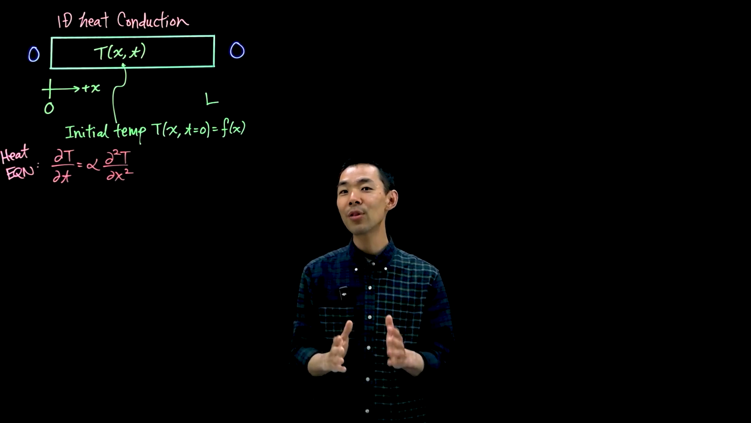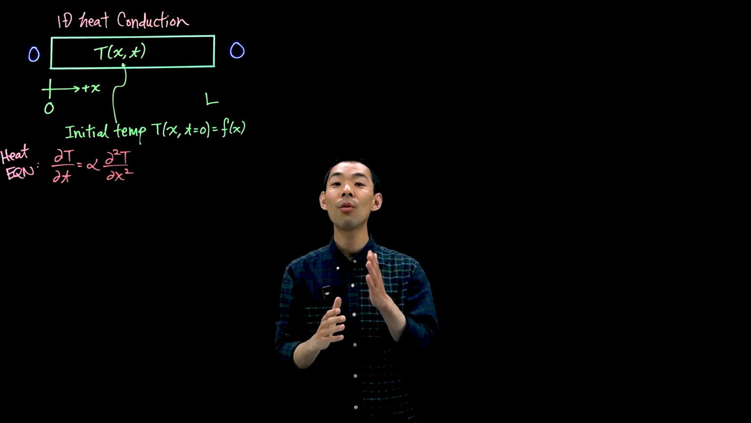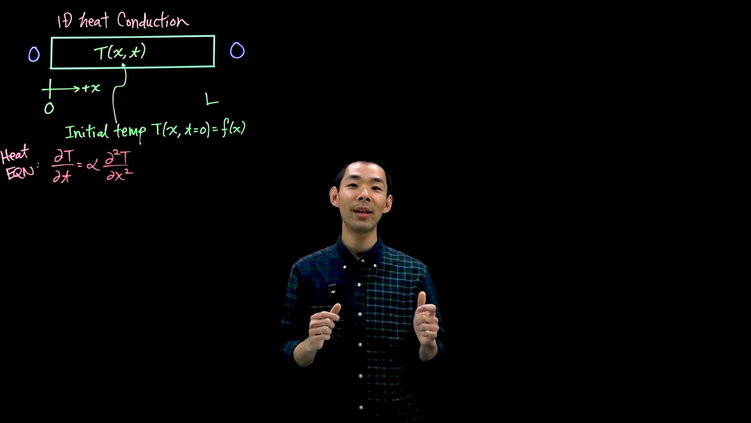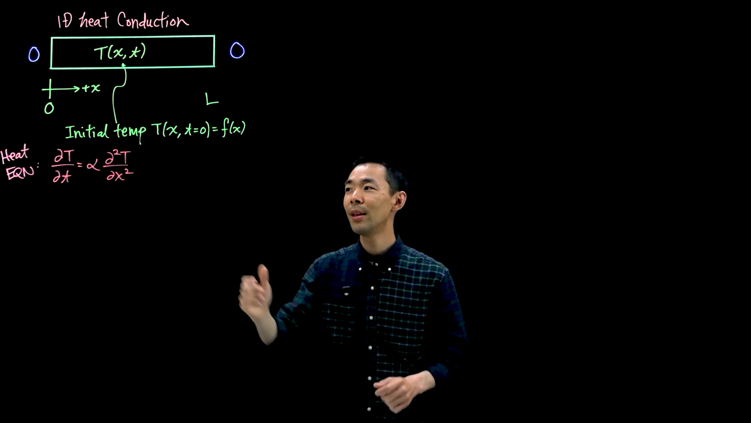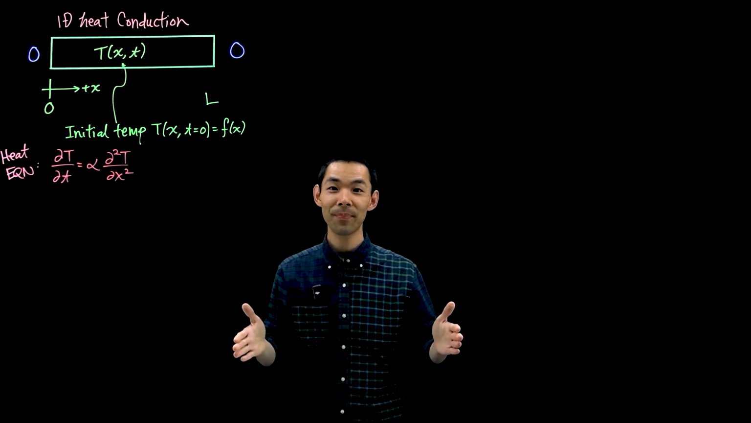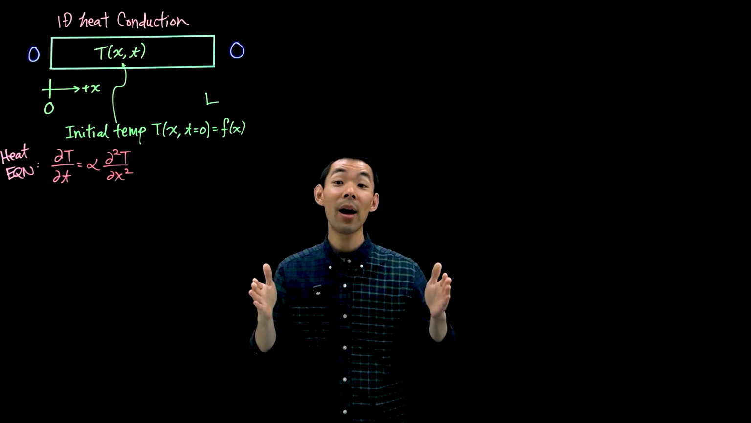That's called our initial condition. It's initial because at time t equals 0, you know the temperature distribution inside your material. Initially, you know what it is. Initial condition. The other 2 constraints are called boundary conditions because you know the temperature at the boundaries across all times.